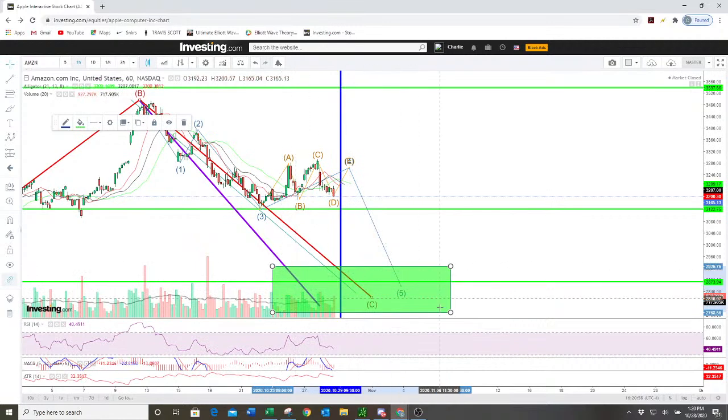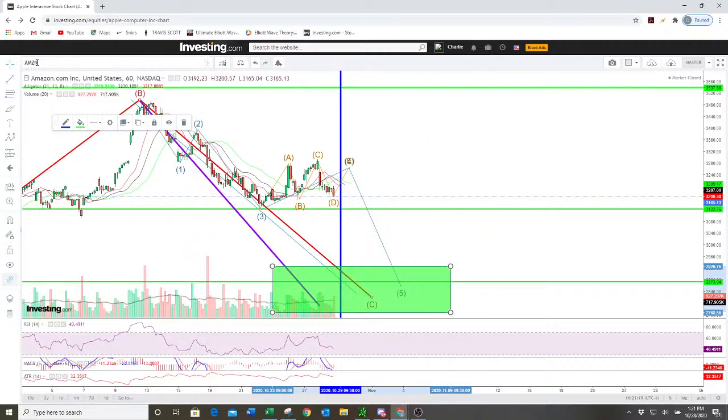Because remember, it's easier to buy stock than it is to sell it. Not a lot of people know how to short stock. Everybody knows how to buy a stock. Robinhood, E-Trade, TD Ameritrade, Thinkorswim. It's all super easy to buy stock. All right, so that's Amazon.